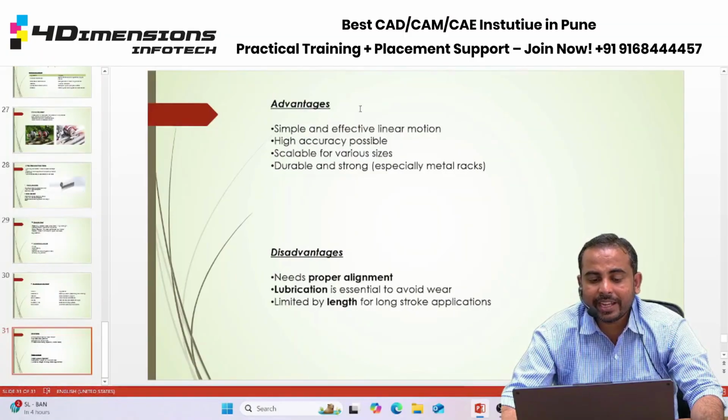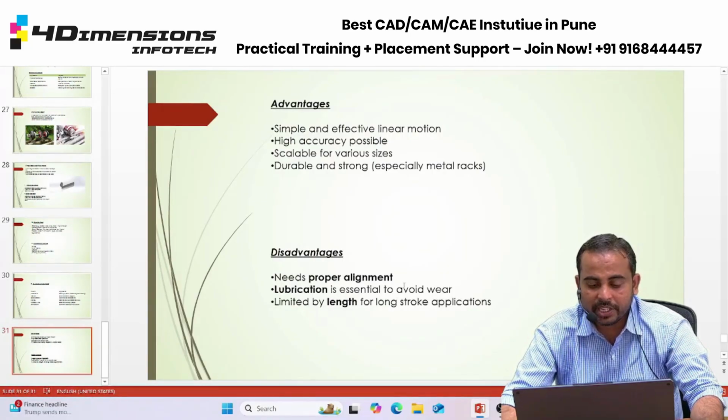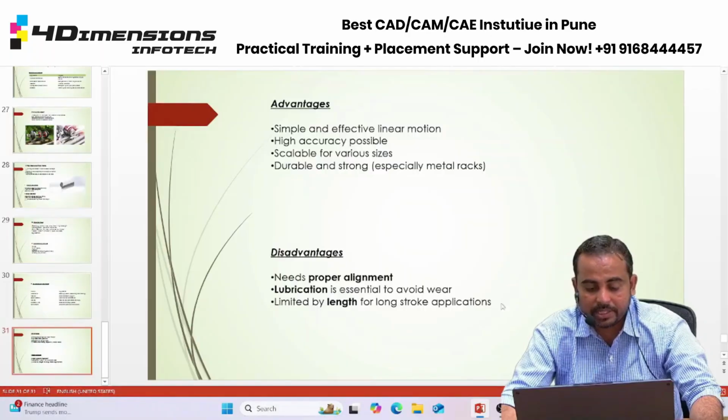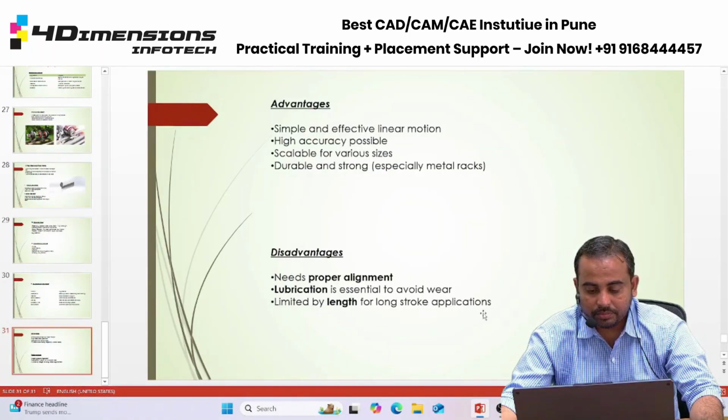Now the advantages of the rack and pinion arrangement are, they are simple and effective in linear motion, high accuracy is possible, scalable for various sizes. They are much more durable as well as strong, especially in metal racks. Talking about disadvantages, needs proper alignment. Lubrication is essential to avoid wear, means lubrication is compulsory here. The last disadvantage is that they are limited by length for long stroke applications, means the length is limited if you are going to use them for long stroke applications.